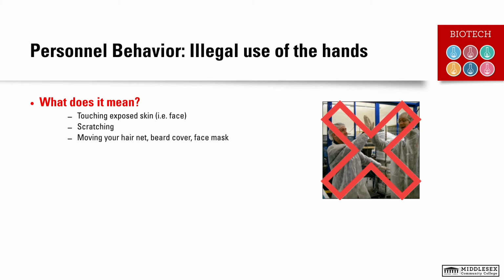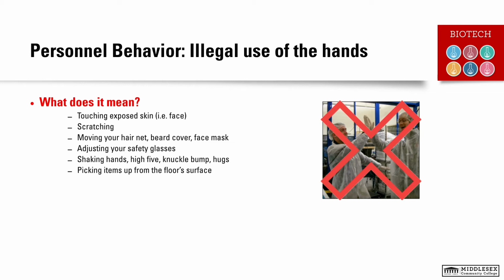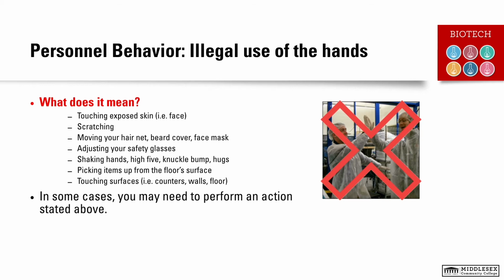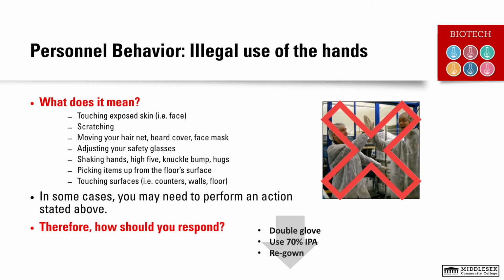In terms of personnel behavior, you should avoid the following: touching exposed skin, scratching, moving or adjusting your hairnet, beard cover, or face mask, adjusting your safety glasses, shaking hands with other individuals, picking items up from the floor surface, or touching surfaces, which would be the counters and walls or the floor. If any of these actions take place, you may need to re-sanitize with a 70% IPA solution or double glove.